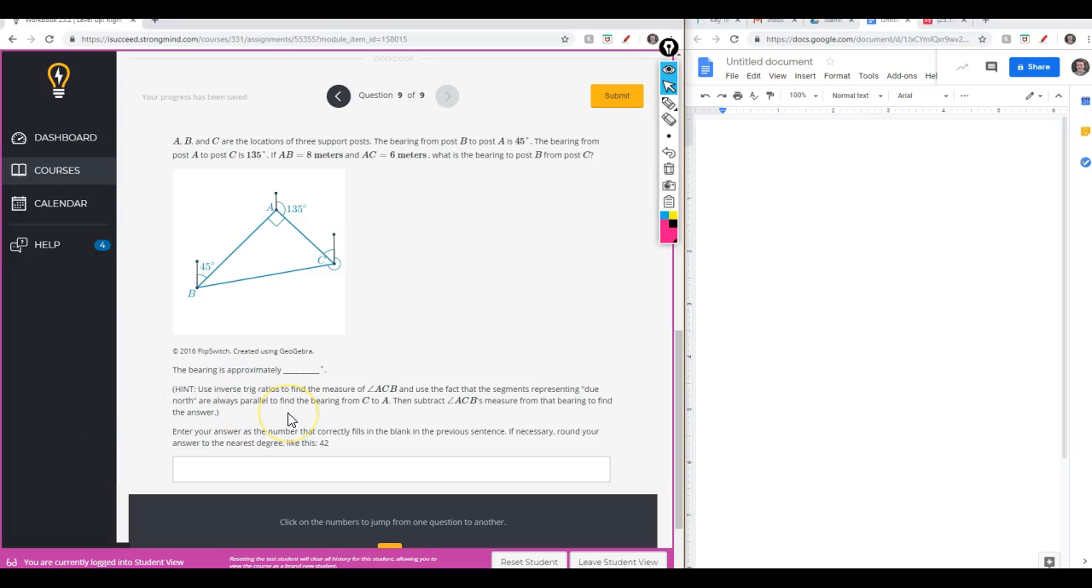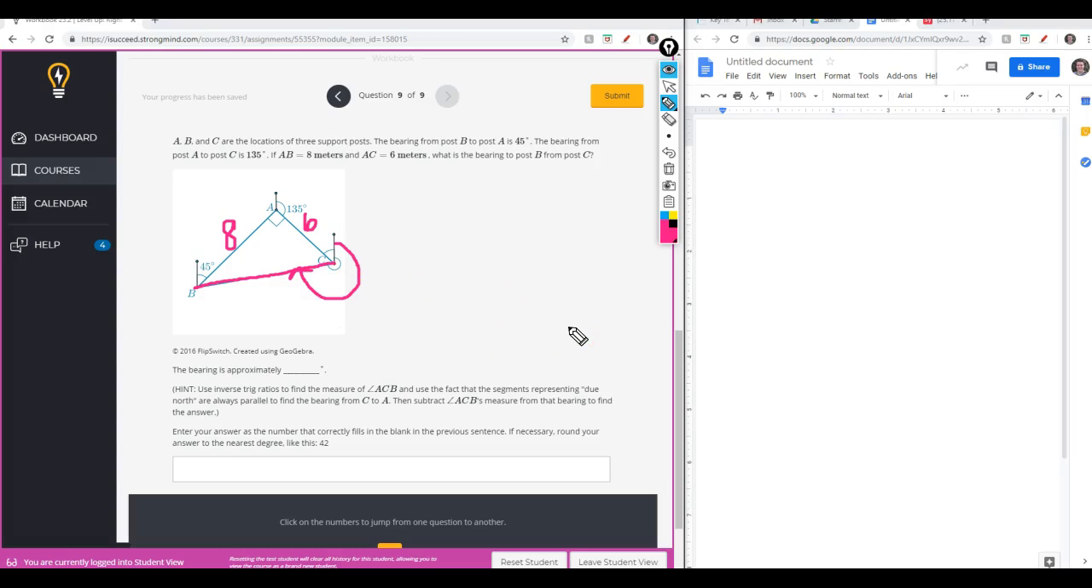Okay, that was a long hint. So I'm just going to start with filling in the information that's not on the diagram already. So I know that AB was 8 meters, and I know that the distance from A to C was 6 meters. They do have this marked as a 90-degree angle, and it wants to know what is the bearing to post B from post C. So they're starting from post C. They want to go all the way around to post B. They want to go back to this line right here. So they want us to find this angle measure right here.